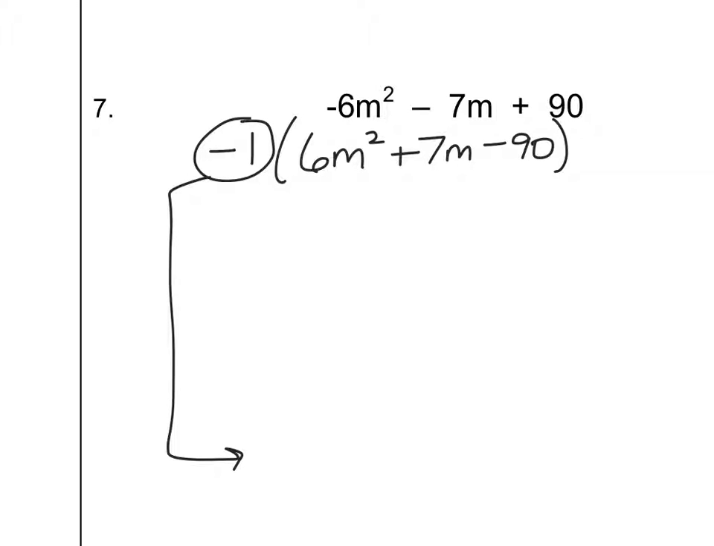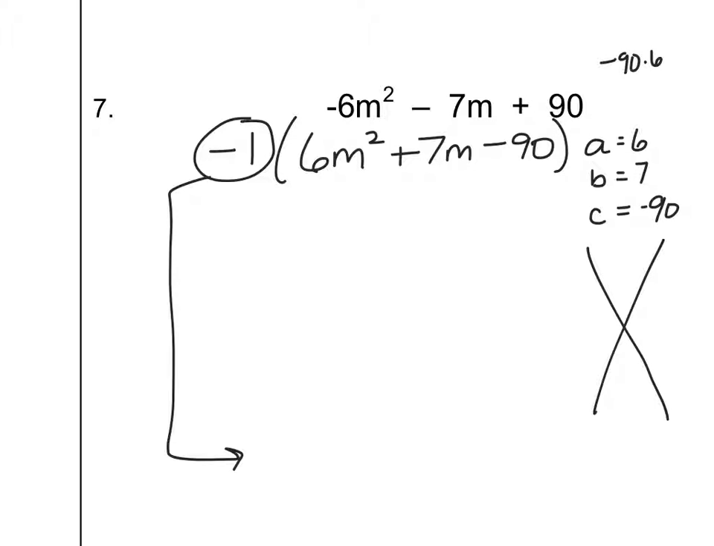Okay, so now my A is 6, my B is 7, and my C is -90. So I am finding factors of, I'm going to take -90 times 6. -90 times 6 is -540. Now, I know that's a really large number, okay? So I need to find factors of negative 540 that add up to be 7. Well, my two numbers are 27 and 20.